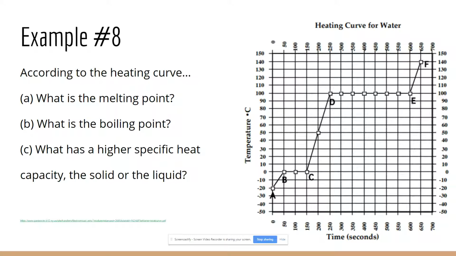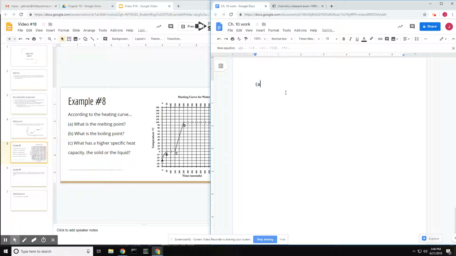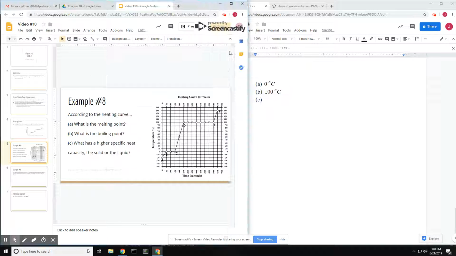Pause here. All right, I will work through this with you. The melting point appears to be 0 degrees Celsius. I know that because that is where there is the first plateau. The boiling point appears to be 100 degrees Celsius, so this is very likely to be water. Now the third question, that's where things get interesting.